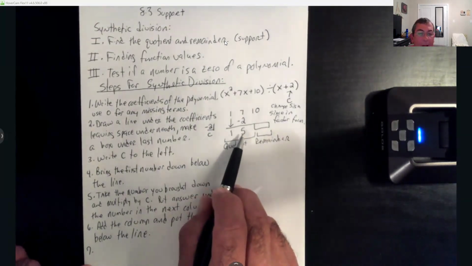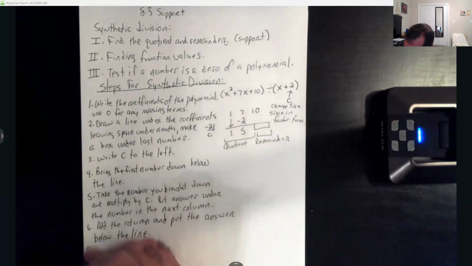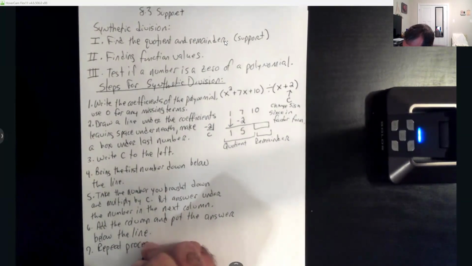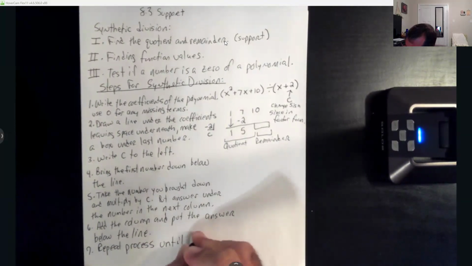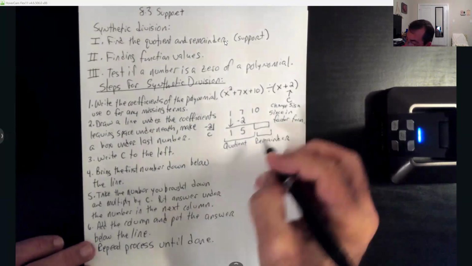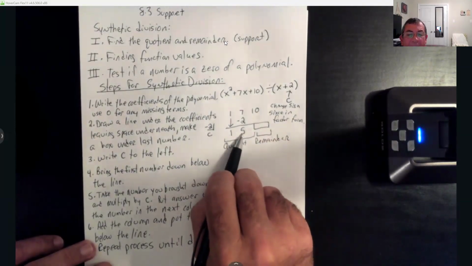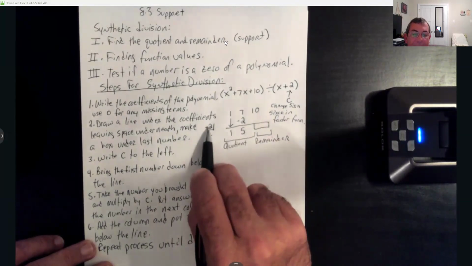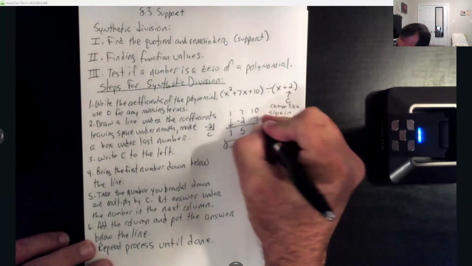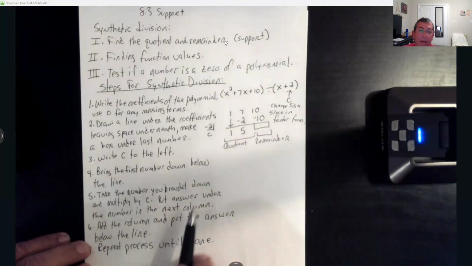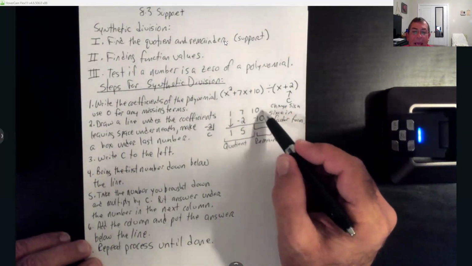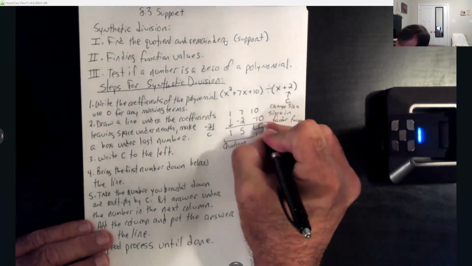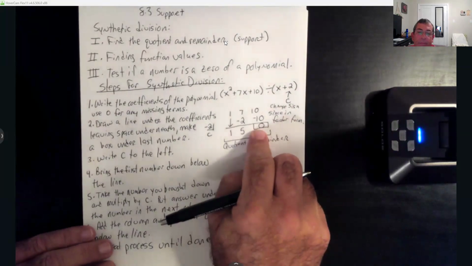So my next step, I'm going to repeat the process. Repeat process until done. All right, so to repeat the process, this 5 now gets multiplied by the C. So I got 5 times negative 2 is negative 10. Once I got my column, I add this. 10 and negative 10 give me a remainder of 0.